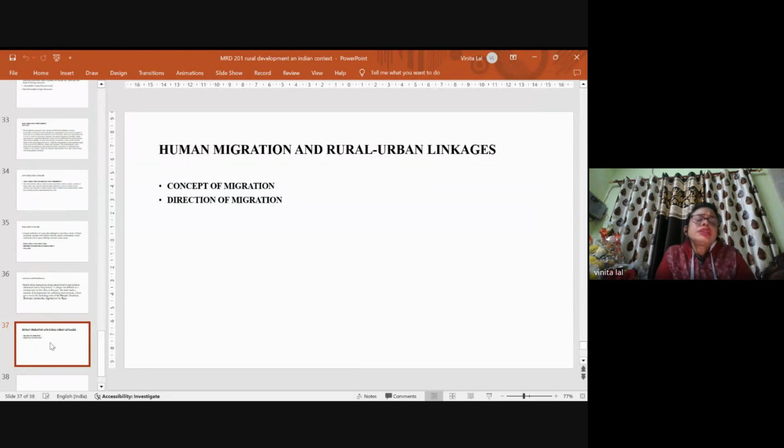Now, this is the concept of migration and direction of migration. This is the last point. Migration, everyone knows, is defined as a movement from one country, place, or locality to another in search of better opportunity to settle. So when people move from one place to another place, this is called migration. And the direction of migration is very simple.